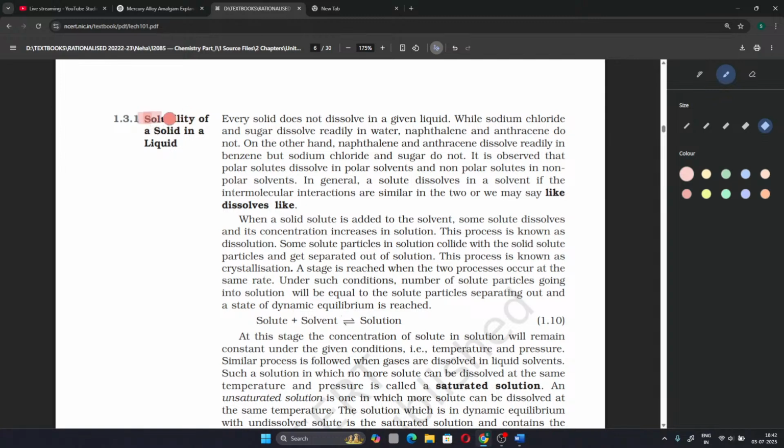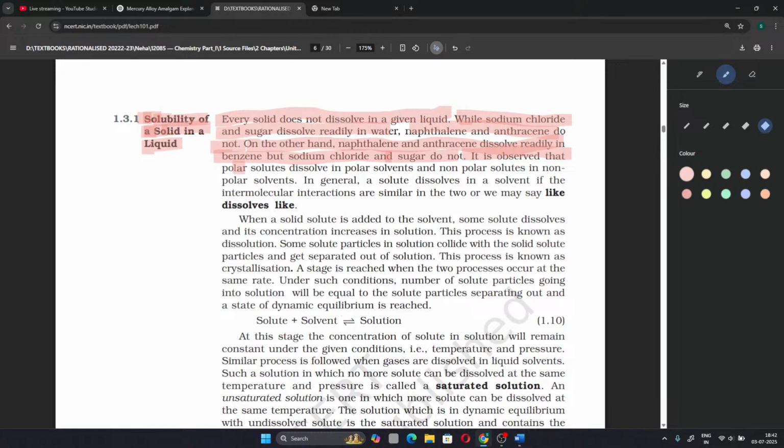Solubility of a solid in a liquid. Every solid does not dissolve in a given liquid. While sodium chloride and sugar dissolve readily in water, naphthalene and anthracene do not dissolve in water. On the other hand, naphthalene and anthracene dissolve readily in benzene, but sodium chloride and sugar do not.